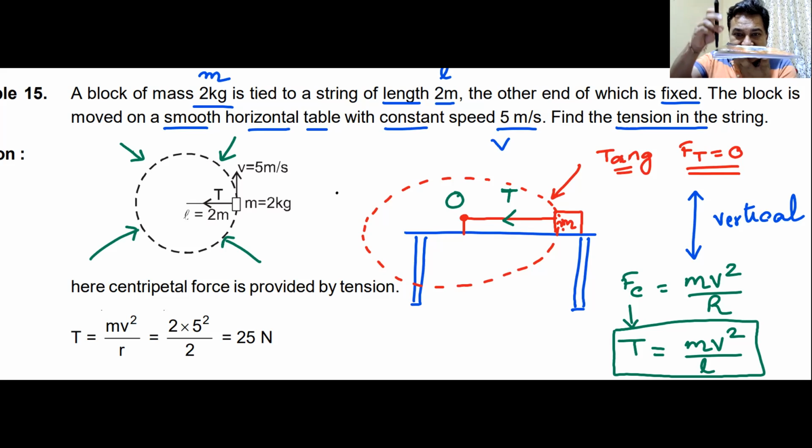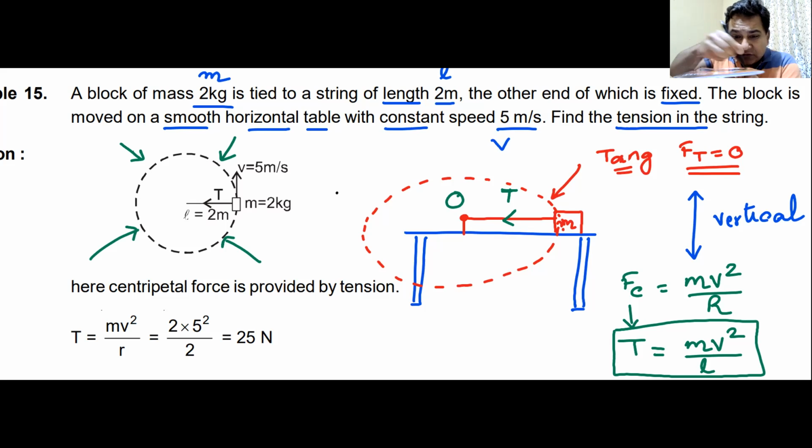The perpendicular direction is like this. This is upwards and this is downwards. No motion. The motion is happening here on this plane. There is no motion happening in this perpendicular direction. And therefore, the net force in this perpendicular direction must be zero.